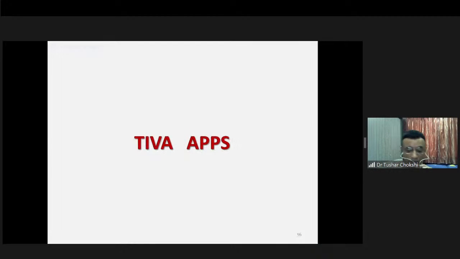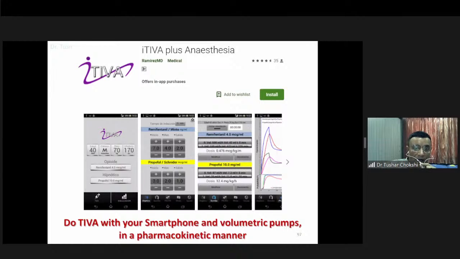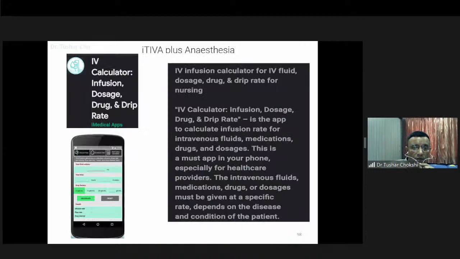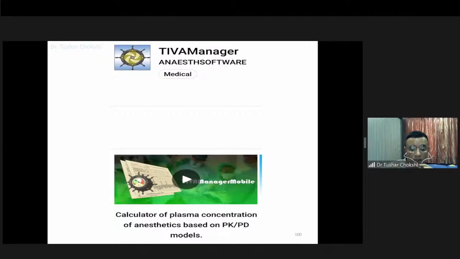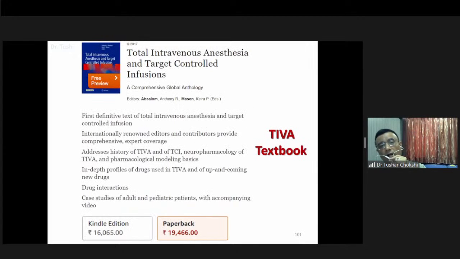Some of the TIVA apps I want to tell you. iTIVA: this lets you do TIVA with your smartphone and volumetric pumps in a pharmacokinetic manner. Then IV calculator infusion, for when you are not using your TIVA, TCI machines. Then infusion calculator and anesthesia software. And the only textbooks available in the anesthesia armamentarium are on target controlled infusion. These books are available with me in soft copy. I will give them to Dr. Edward and you will get them from him.